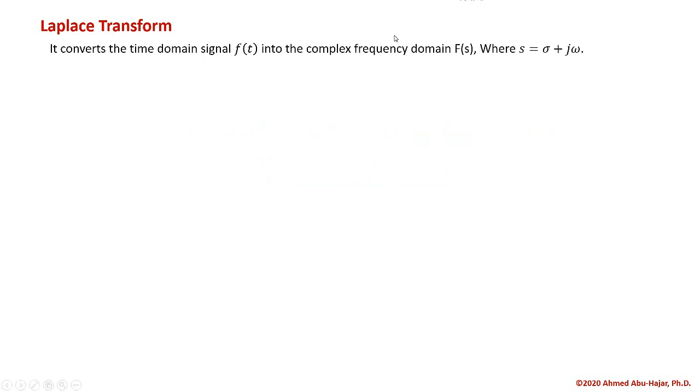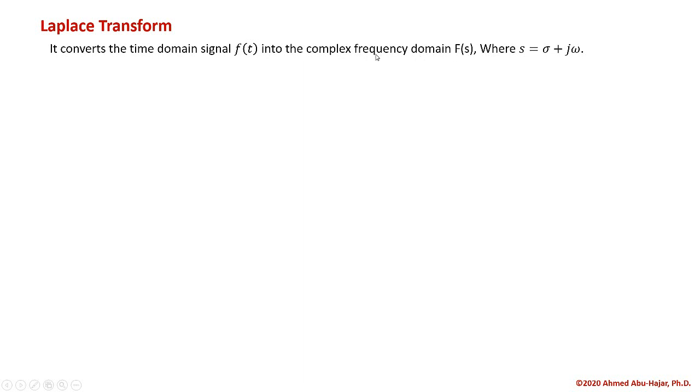complex frequency domain signal F of s. So here we are interested in the domain. The domain means the variable of the function. So the signal is a mathematical function that carries electric characteristics. Right, so any kind of signal is a mathematical function. Its domain is the time domain, f of t. We're gonna convert it to F of s, where s is the domain here.